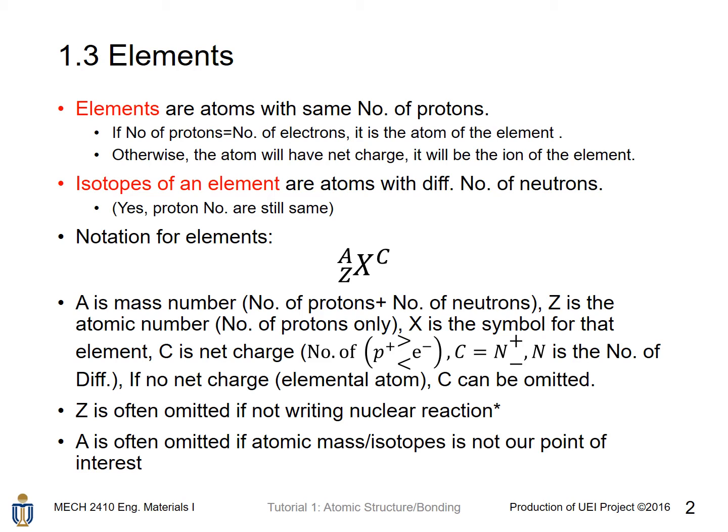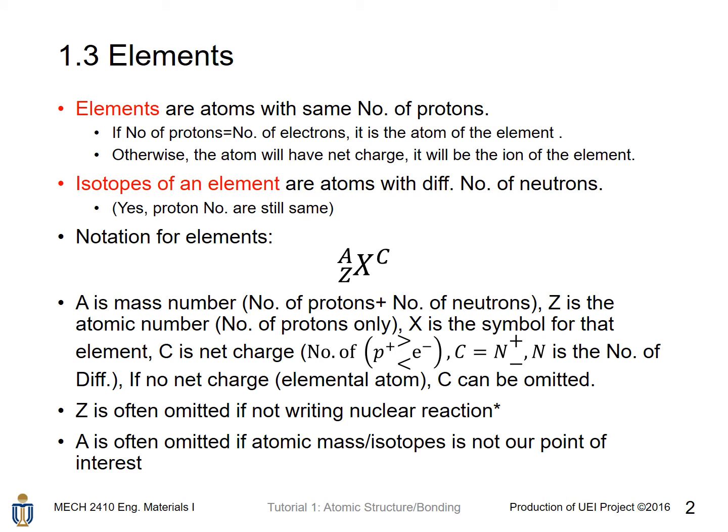A is the mass number, which is the number of protons plus the number of neutrons. For example, if an atom has 8 protons and 7 neutrons, then its mass number will be 15. Z is the atomic number, which is the number of protons only. For example, if an atom has 8 protons, then its atomic number will be 8. X is the symbol for that particular element, which you can find in the periodic table.